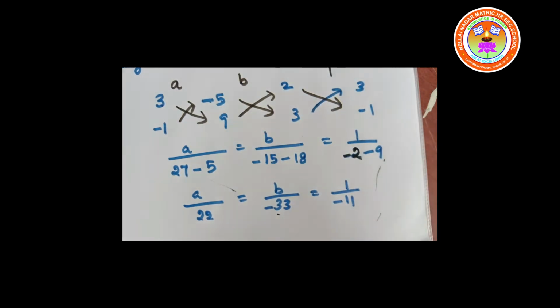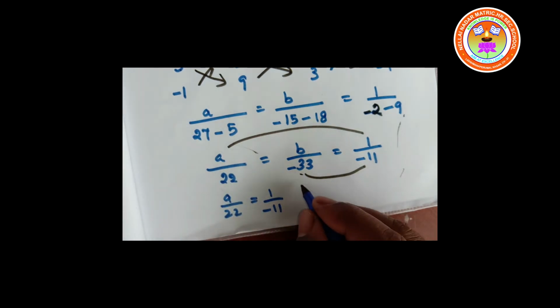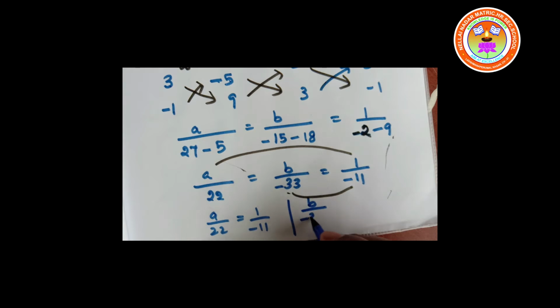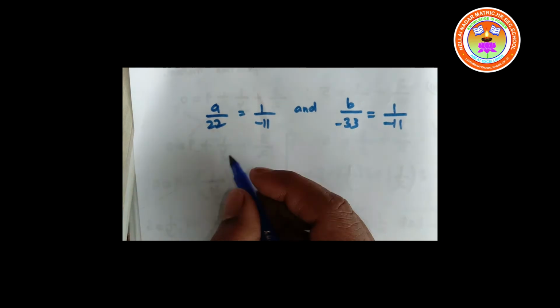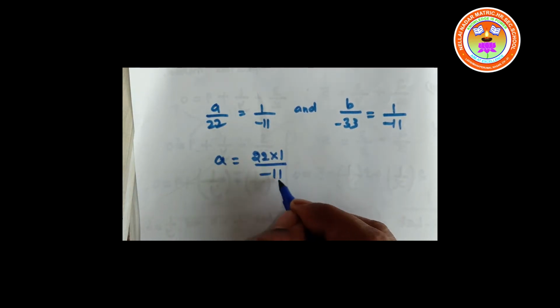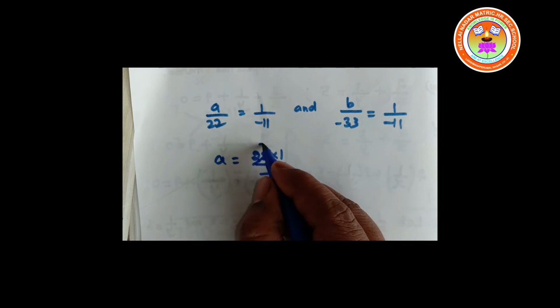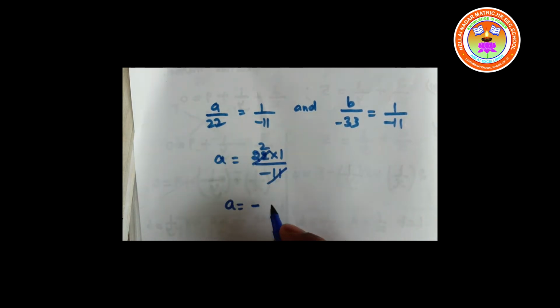Is it clear, children? Now I'm going to compare this with this and here this with this. That is a by 22 equal to 1 by minus 11. Another is b by minus 33 is equal to 1 by minus 11. Now a by 22 into 1 by minus 11. So 11 ones are 11, 2s are 22. a equal to plus by minus is minus 2. So a equal to 2.